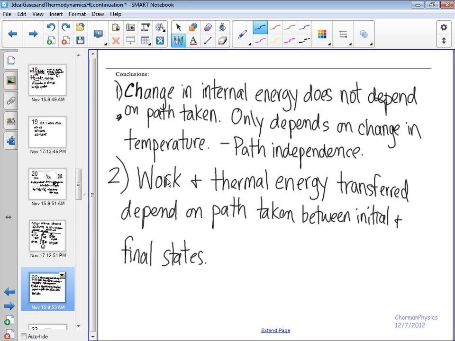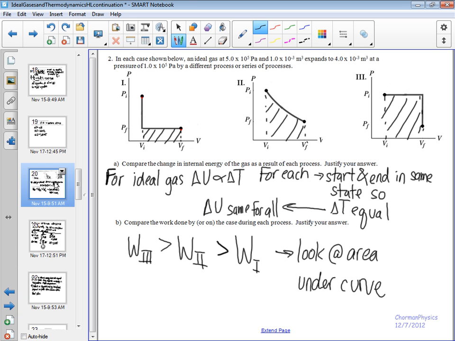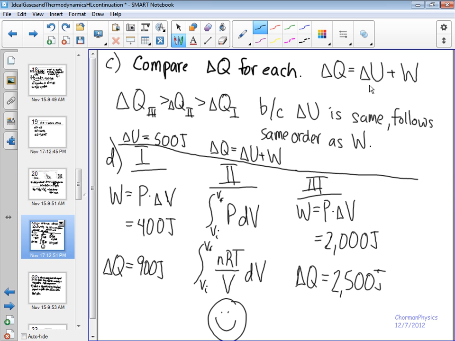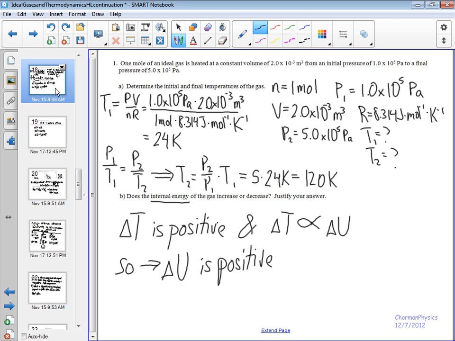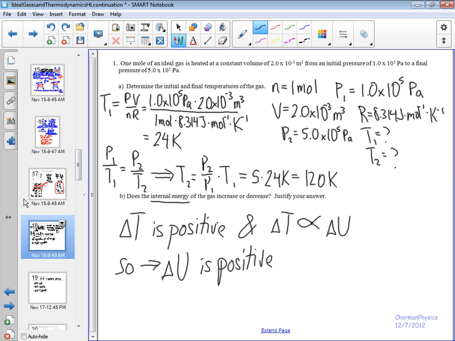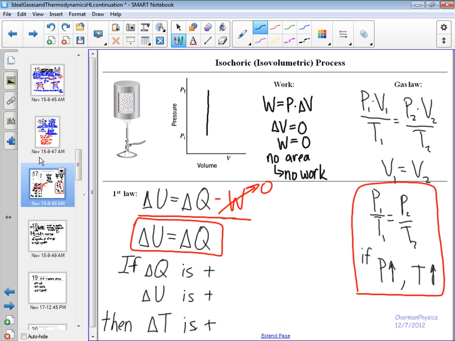So work and thermal energy do depend on the path taken between the initial and final states. And how do we know that? Well, we see here the work definitely depends on which path we're taking because it's the integral that we're going to end up with. And therefore, because the work depends on the path there, we see Q depends on the work, and that's going to affect it as well. So remember, delta U depends on delta T, and delta Q is going to end up depending on the work and delta U there.